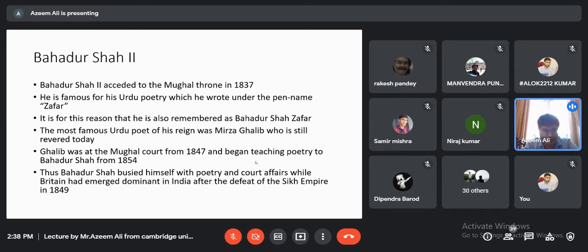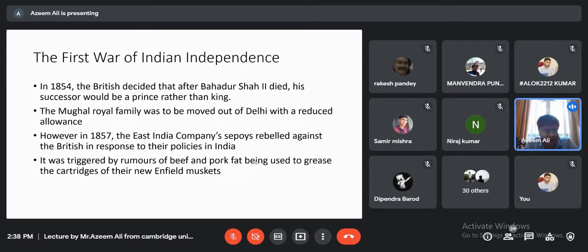Thus, Bahadur Shah busied himself with poetry and court affairs, while Britain had become dominant in India after the defeat of the Sikh Empire in 1849. And in 1854, with their position secure, Britain decided that after Bahadur Shah II died, his successor would be downgraded to a prince rather than king, and the Mughal royal family was to be moved out of Delhi with a reduced allowance to live off.